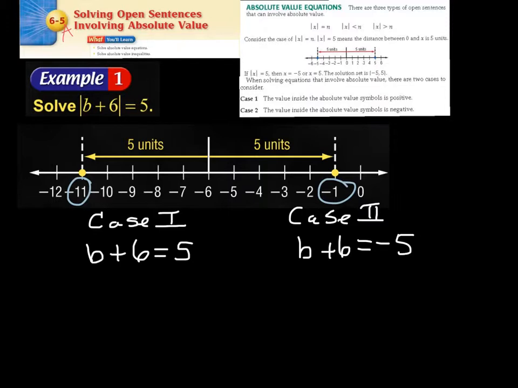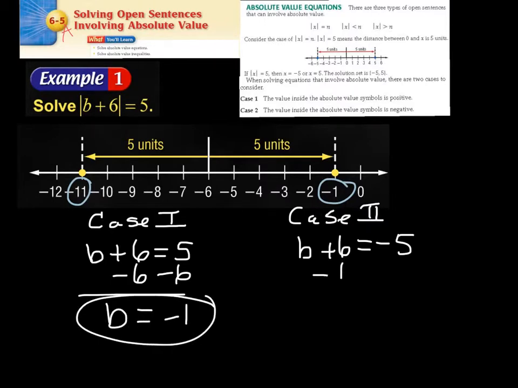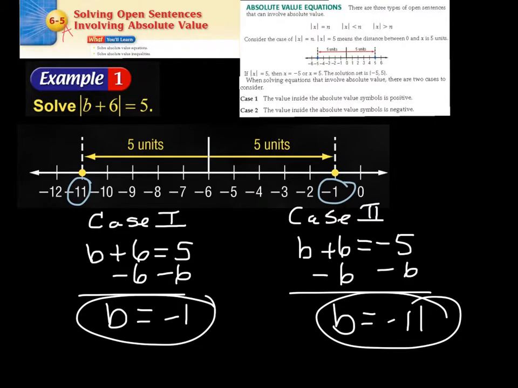Now the solving is the easy part. Subtract 6 from both sides. I have b equals negative 1, which was one of my answers graphically. Subtract 6 from both sides, and I get b equals negative 11, which was my other answer when I solved graphically. Two methods, same answers.